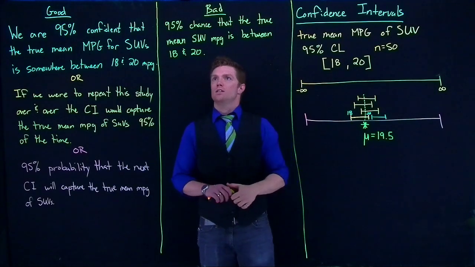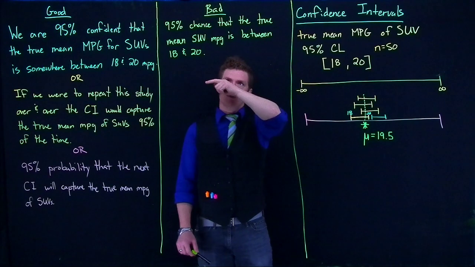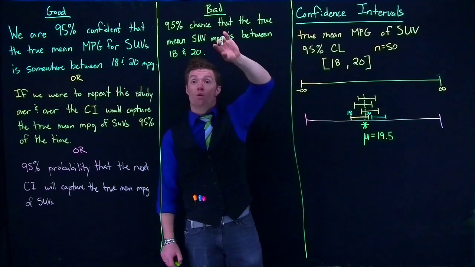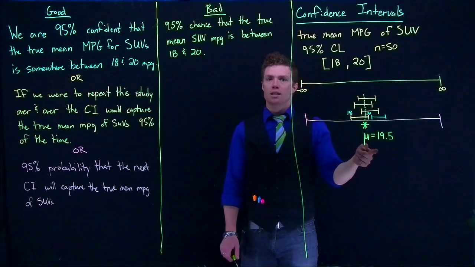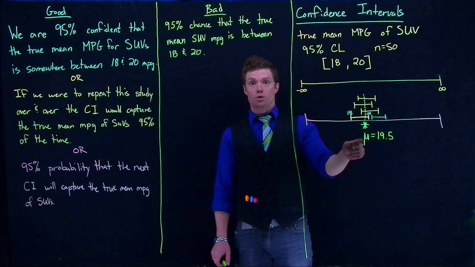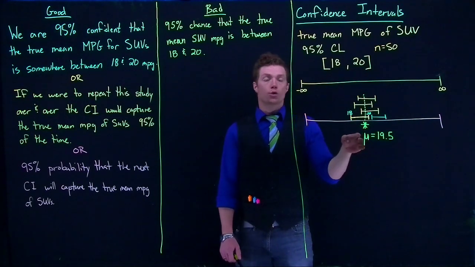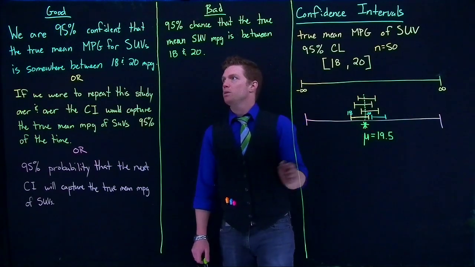Now, if you notice this, we say that there's a 95% chance that the true mean SUV MPG is between 18 and 20. We're saying that the chance, or the randomness, is in this mean value. We don't want to say this. This isn't moving. If something is random, it has to have the ability to move. A true population parameter doesn't move. It is fixed in place.